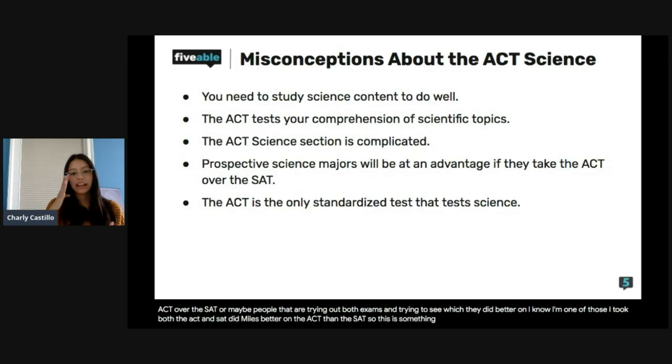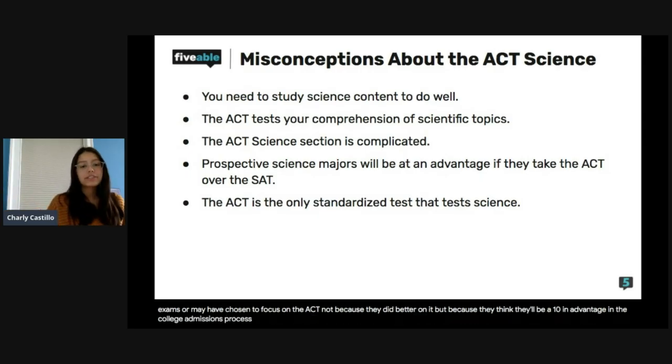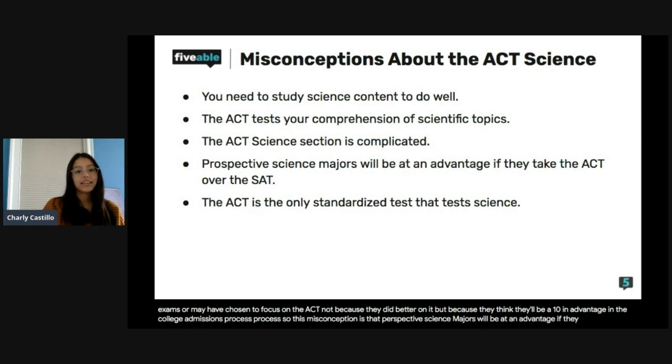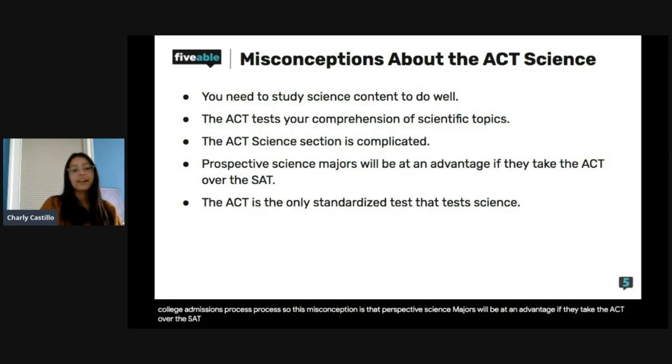So this is something that I want to bring up for people that want to take both exams or may have chosen to focus on the ACT, not because they did better on it, but because they think they'll be at an advantage in the college admissions process. So this misconception is that prospective science majors will be at an advantage if they take the ACT over the SAT. You cannot imagine how many times I've heard people say that they want to take the ACT because they have a science section and that's going to look better for them.